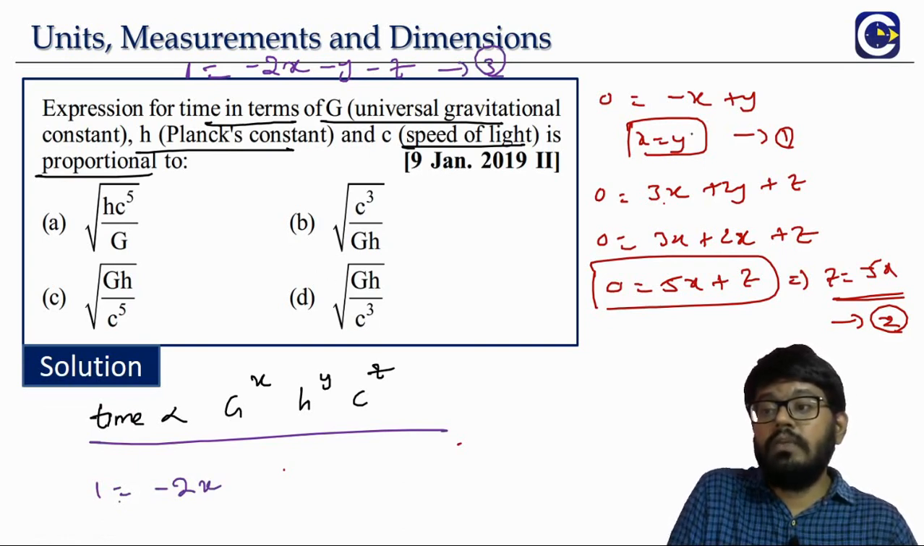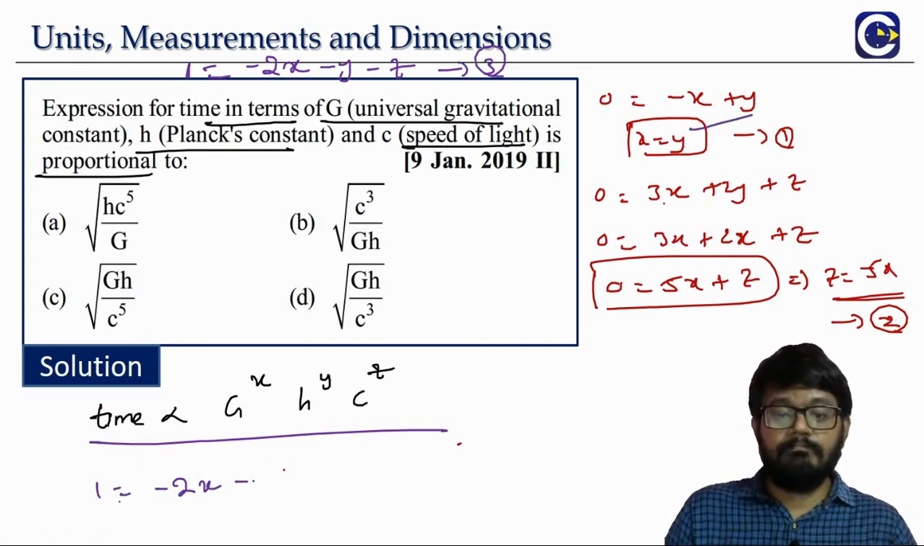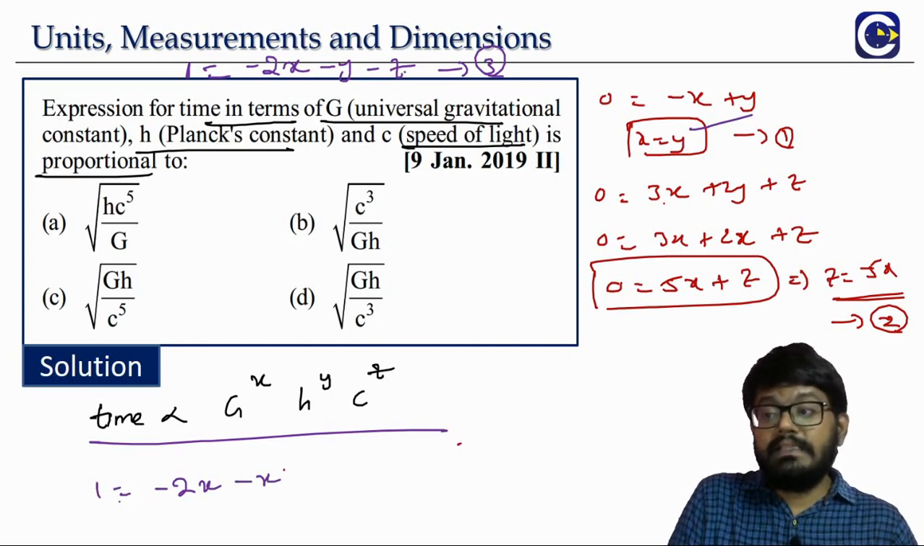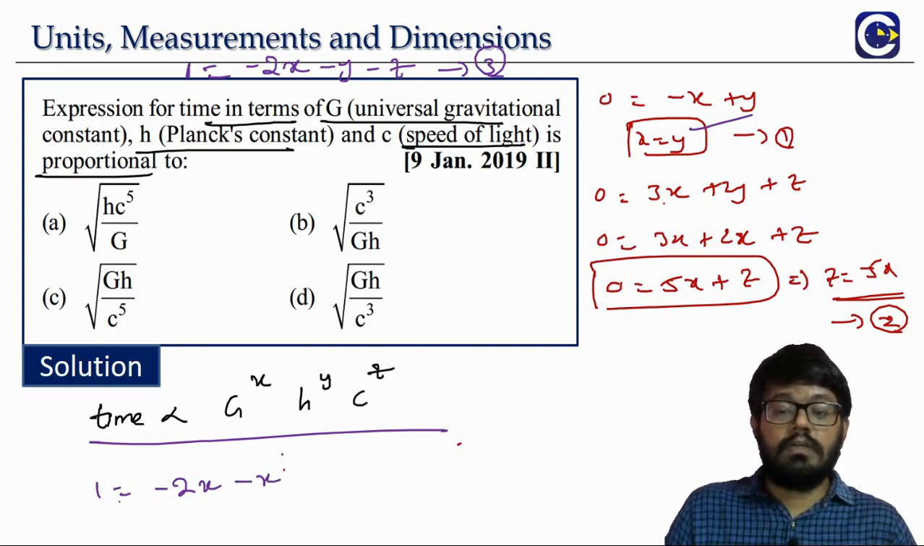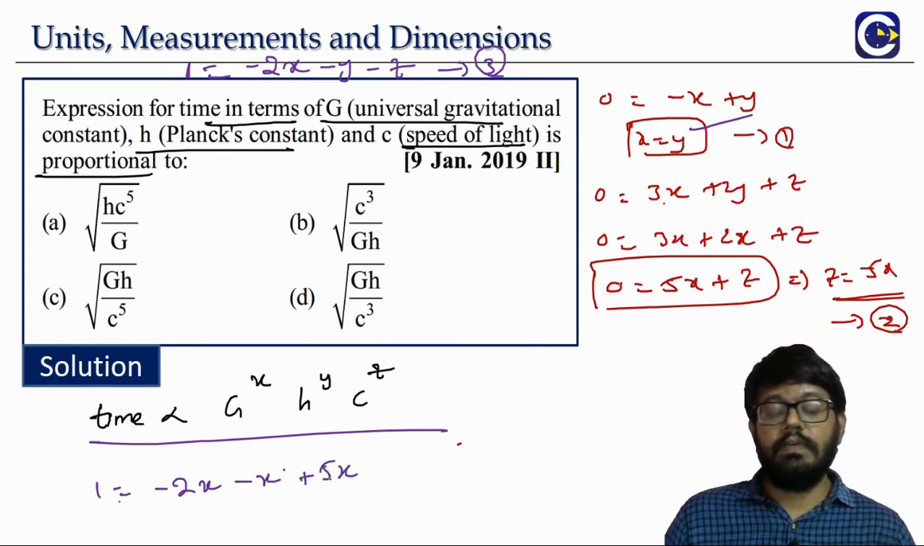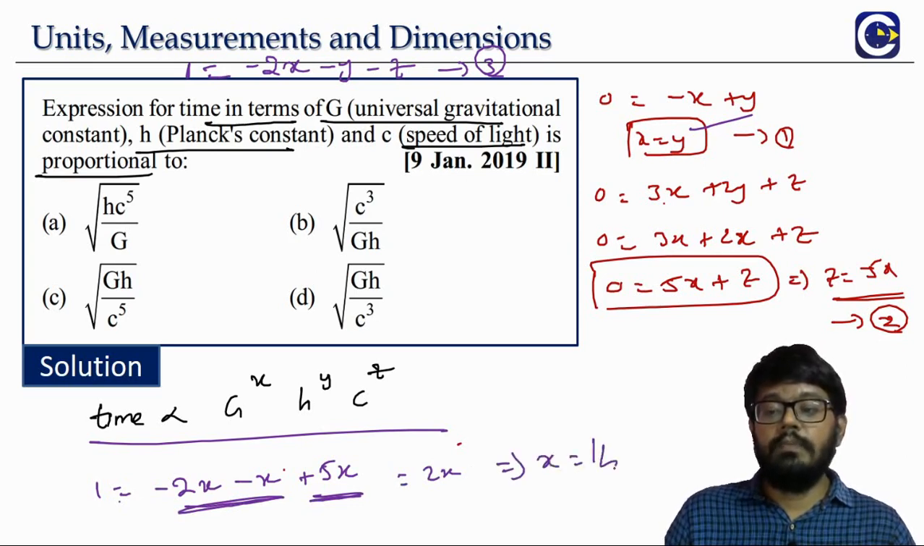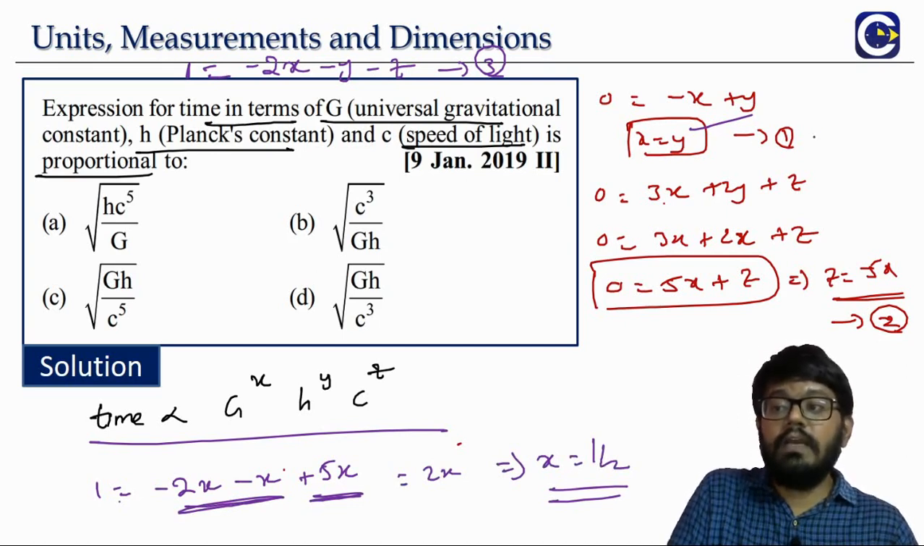But what is y value? x minus z. See, z is equal to 5 minus 5x, means minus z means what? Plus 5x. So this is what? Minus 3x plus 5x means 2x. So from here what we will get? X value will be coming as what? Half.